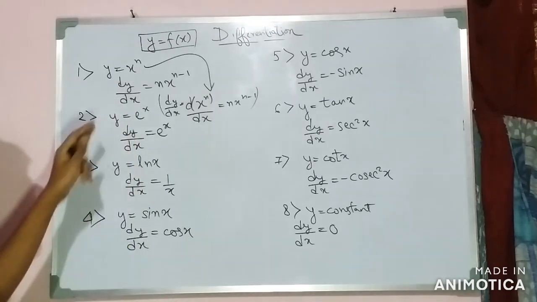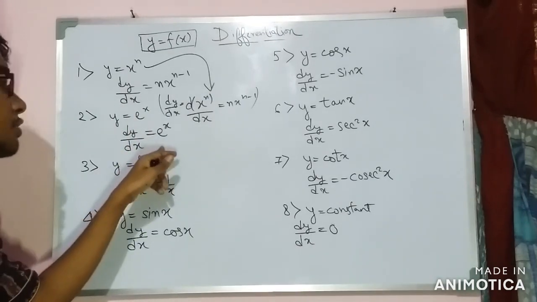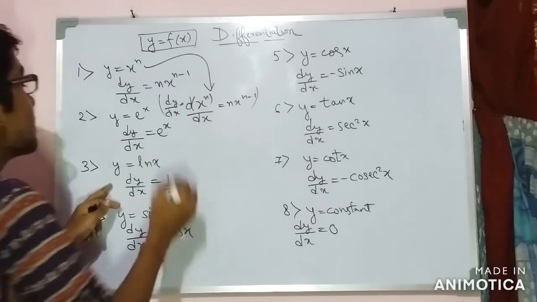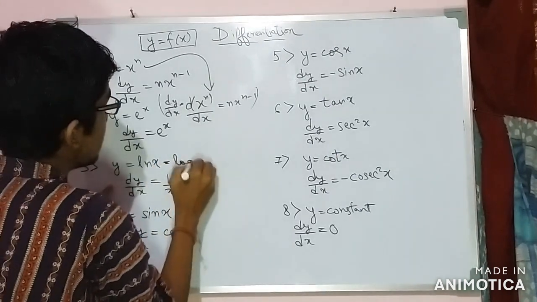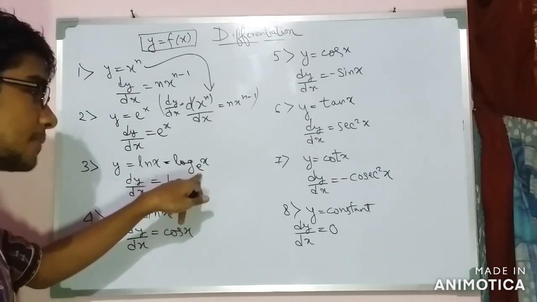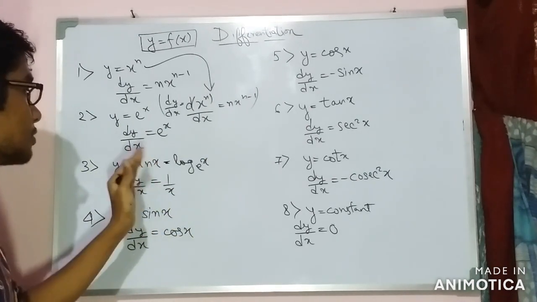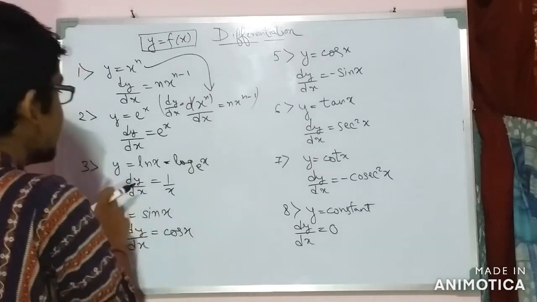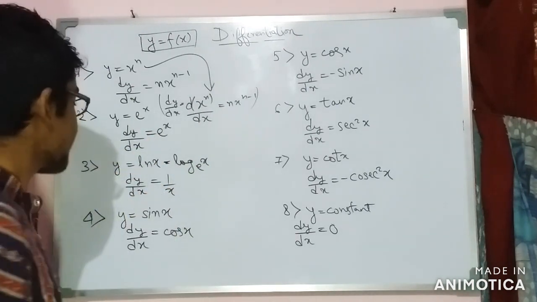Second is y is equal to e to the power x. When you differentiate it, you get e to the power x only, no change. Next is y is equal to ln x. This basically means log of x to the base e, right? Base is e, and here you can write log x to the base e as ln x, right? And when you differentiate it, you will get 1 by x.